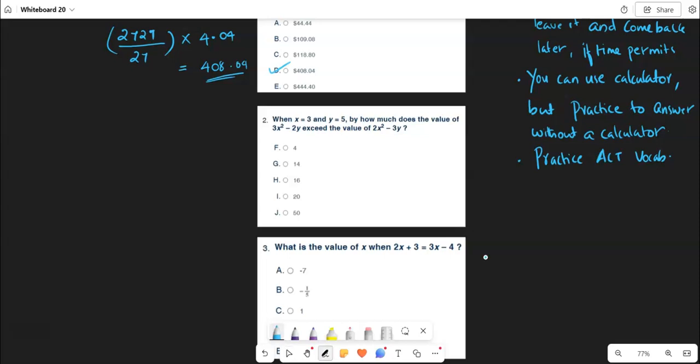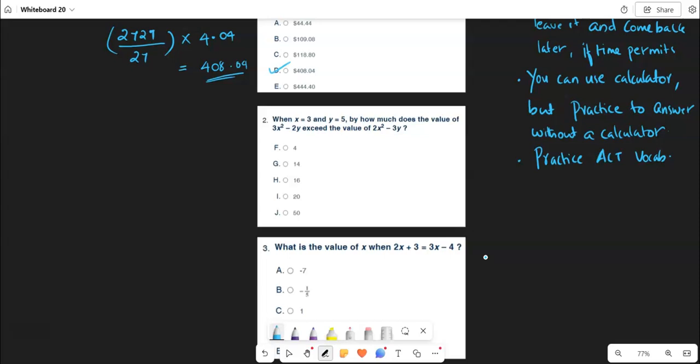Okay, for the second problem, it is asking, when x is equal to 3 and y is equal to 5, by how much does the value of 3x squared minus 2y exceed the value of 2x squared minus 3y? While reading this question, you may see that these are not the questions you discussed in your class. The way they are asking is different, so you should be very careful when answering these questions.